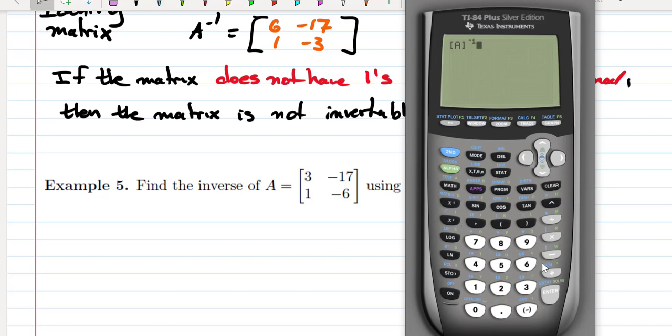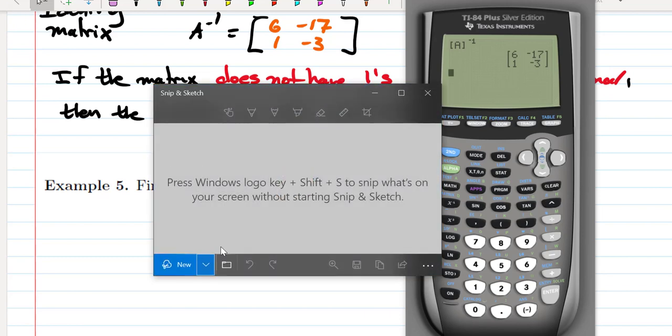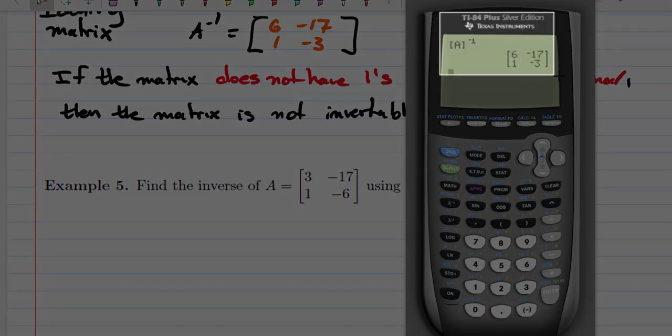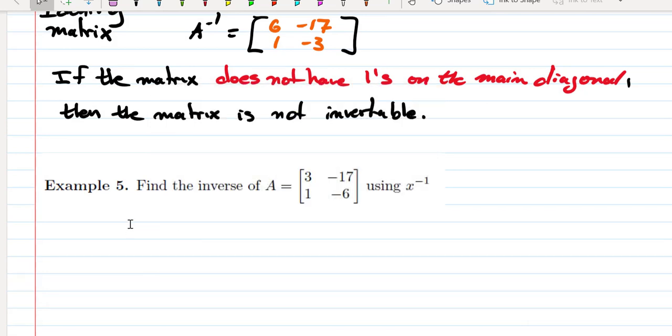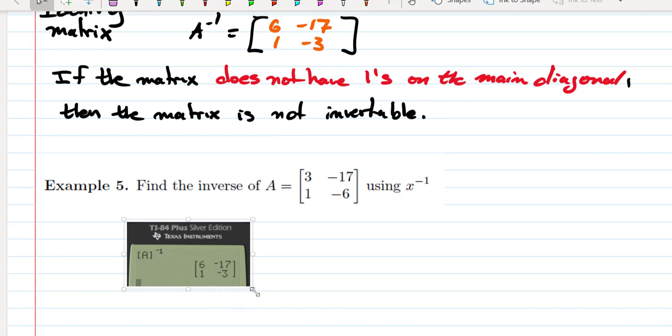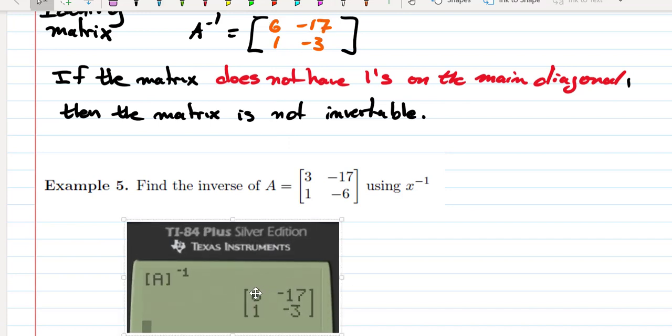So we hit the inverse key this time, and we press enter, and notice, what did my calculator give me as the inverse of matrix A? Oh, the same thing that we found above, right? So we manually did the computation, and we got 6, negative 17, 1, and negative 3. I'm going to say manually in quotes, because we had the calculator do the Rref instead of us doing it by hand, like what you would have done using the rules from, say, 9.2. All right.